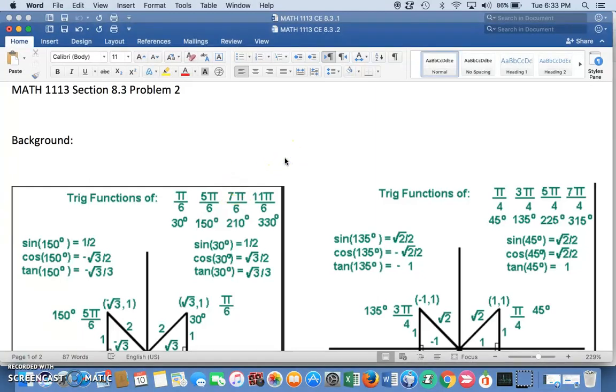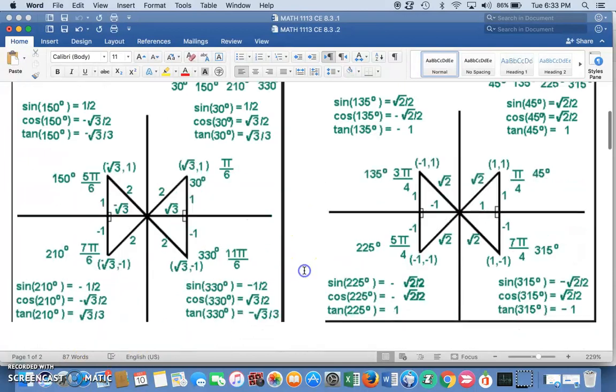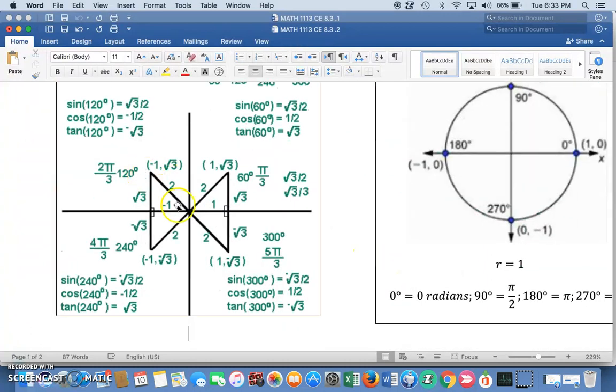Okay, the same background is present here in problem 2 that was present in problem 1. The triangles are set up for the various reference angles that we're very familiar with, the pi over 6, or 30, in all 4 quadrants, and then the pi over 4 in all 4 quadrants, and then the last one, the pi over 3, or 60. And you also have your basic unit circle here.